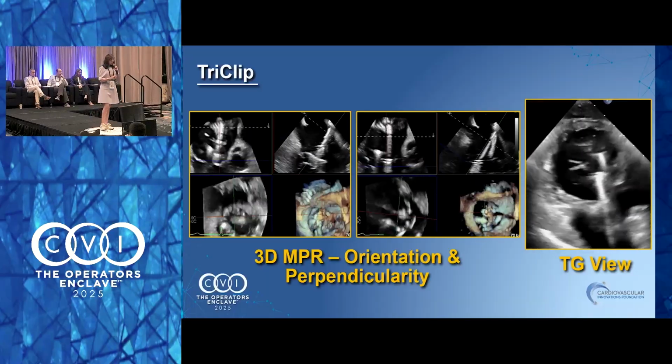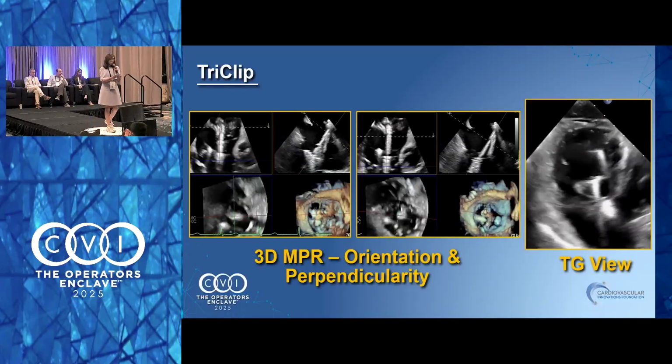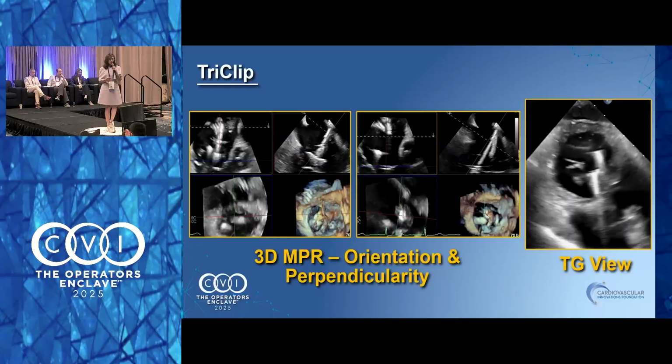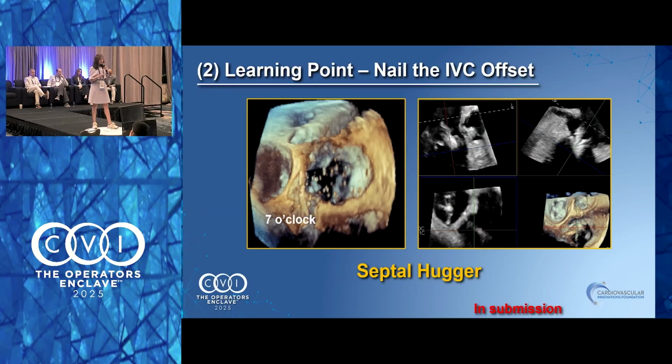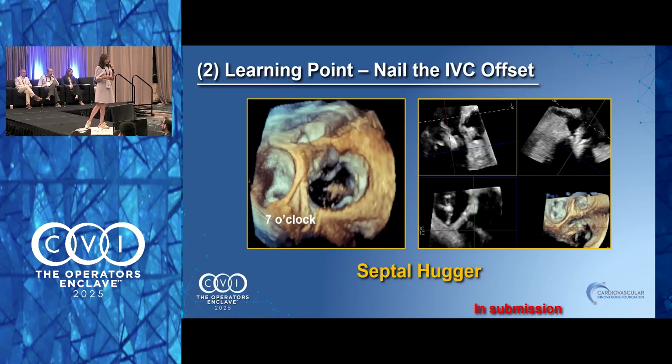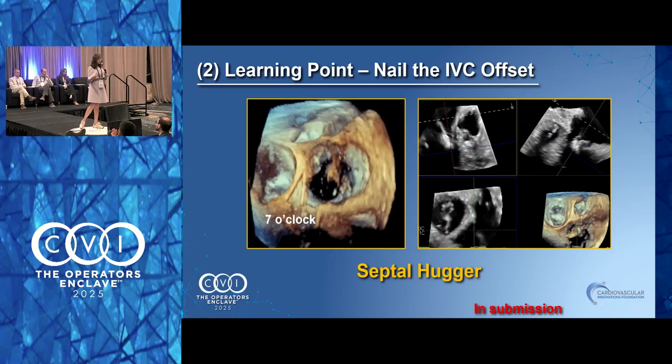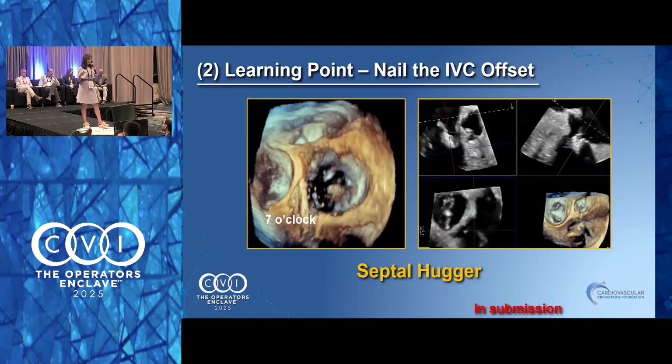in terms of orientation and perpendicularity. In the transgastric view, you can see as we manipulate the first TriClip anteroseptally and centrally. Another second learning point that I really want to introduce, which is in submission to a journal right now, is really nailing that IVC offset.